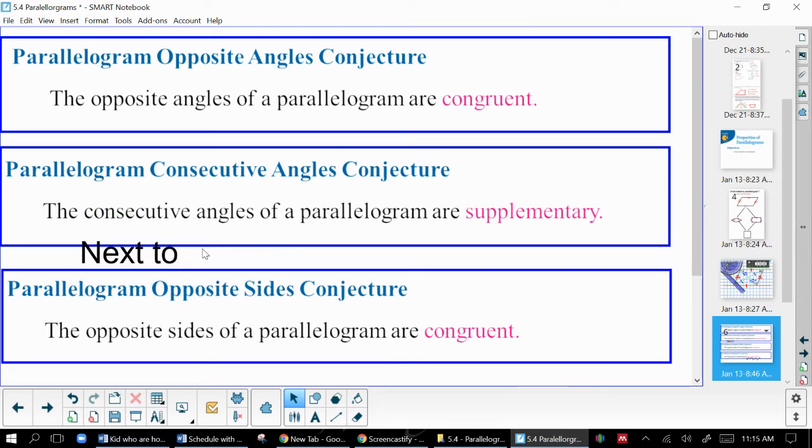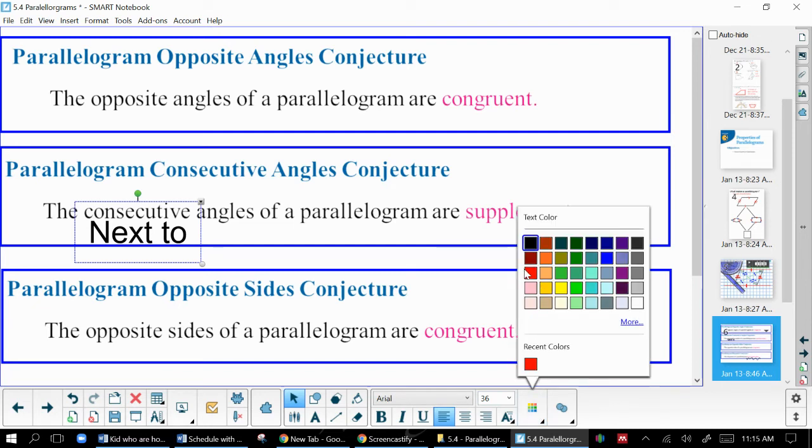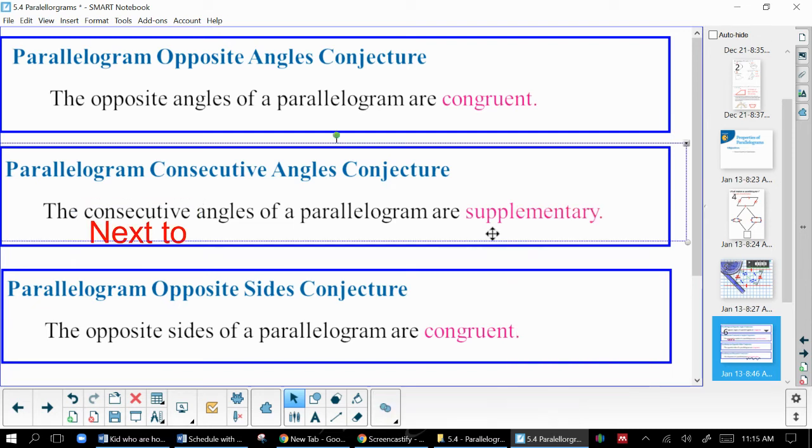The ones that are next to each other are supplementary. They add up to 180. Add that in as well. Supplementary means 180.